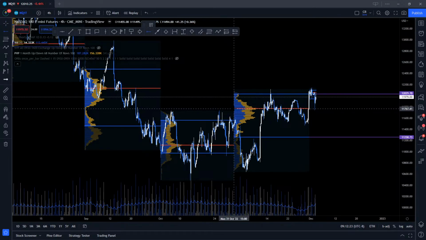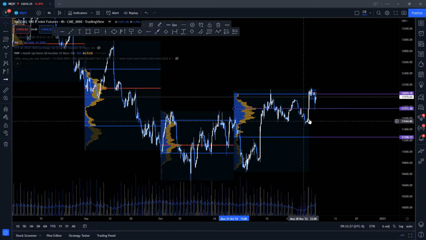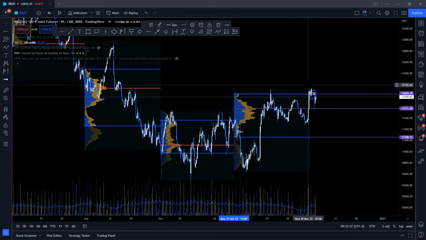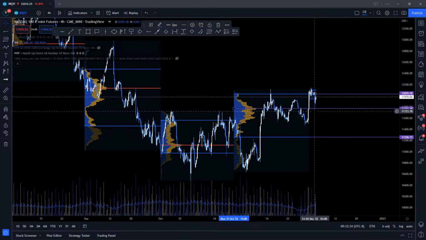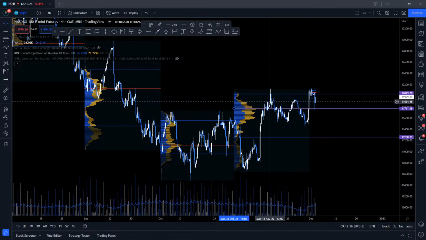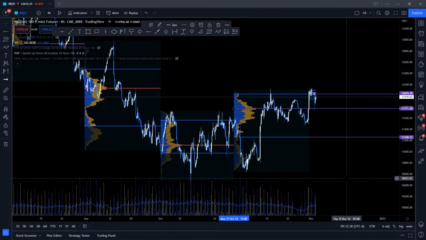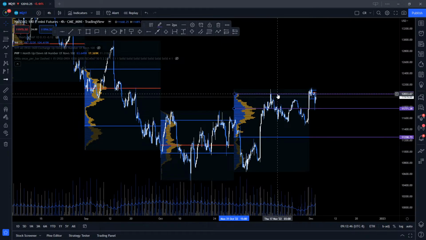And our POC, so this one here is a POC. You can see price after November ended, this is December, came back and touched it here, so it's no longer a virgin POC. It is going to be 11,771 and 38 cents.